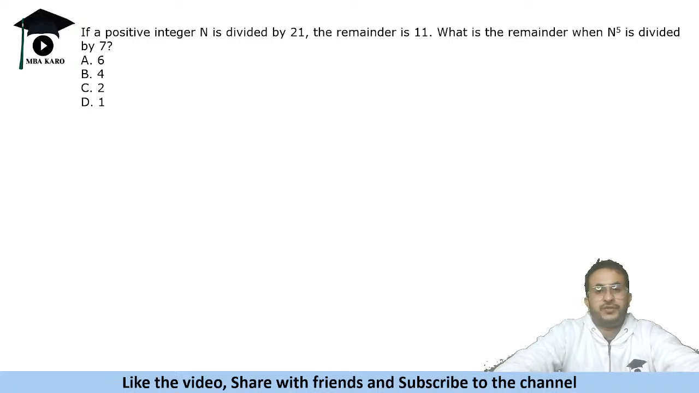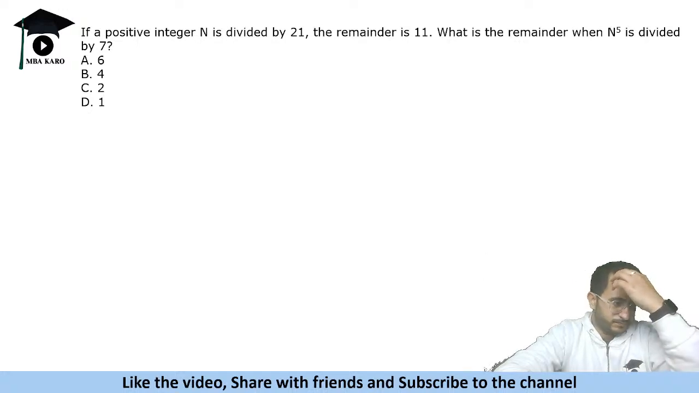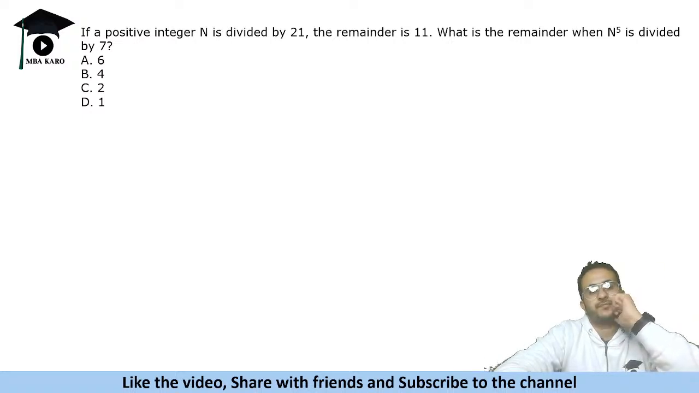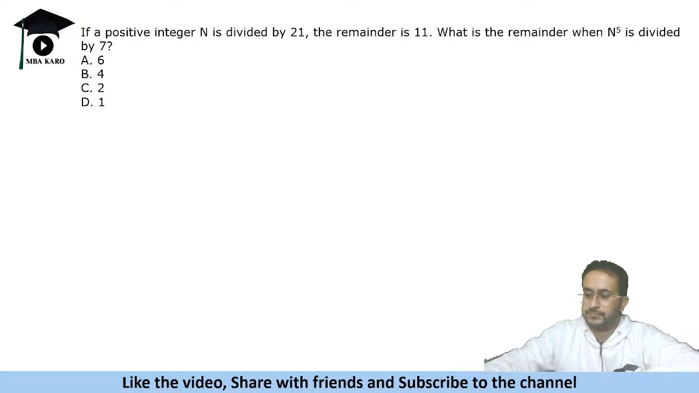Okay, try this question on remainders. So you need to find the remainder when n to the power 5 is divided by 7.